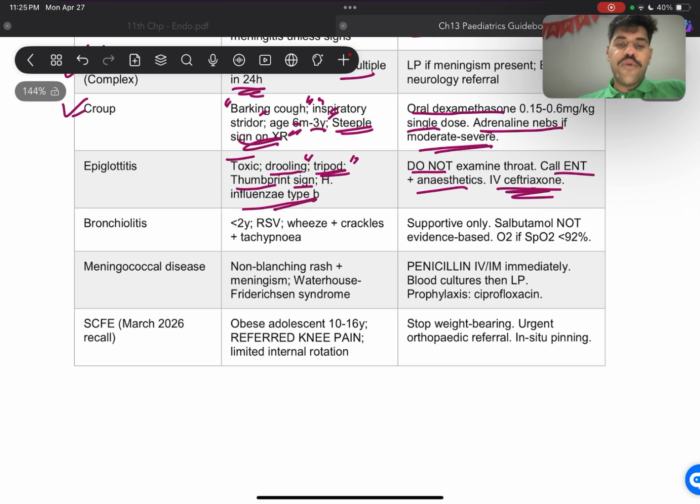All right, bronchiolitis: it's less than 2 years, RSV, wheezes plus crackles and tachypnea, and we just give them supportive treatment. Salbutamol is not evidence-based, and O2 if the SpO2 drops below 92%.